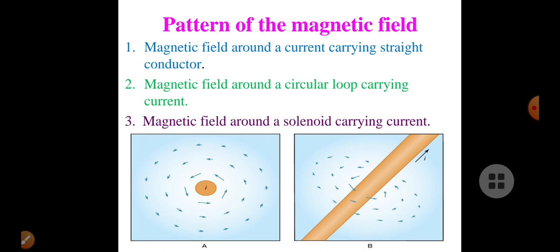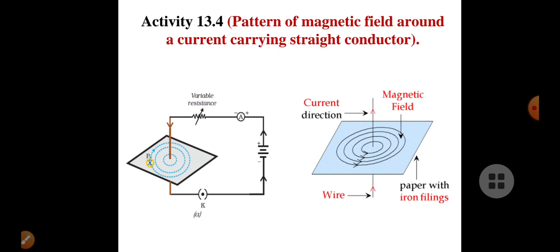What will be the pattern if we are taking a straight wire, or a circular loop, or a number of turns, which is known as a solenoid, as they are behaving like a magnet. So let us discuss in today's lecture the magnetic field around a current carrying straight conductor. Means simply we are taking a straight wire. For that, there is an activity 13.4 given in your NCERT.